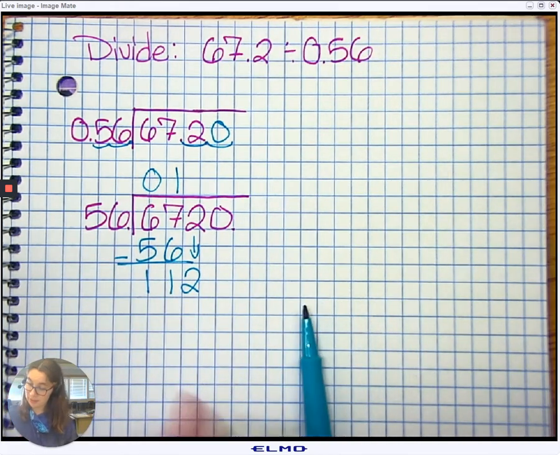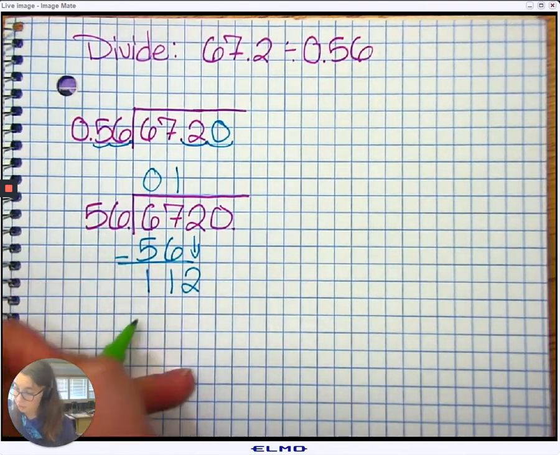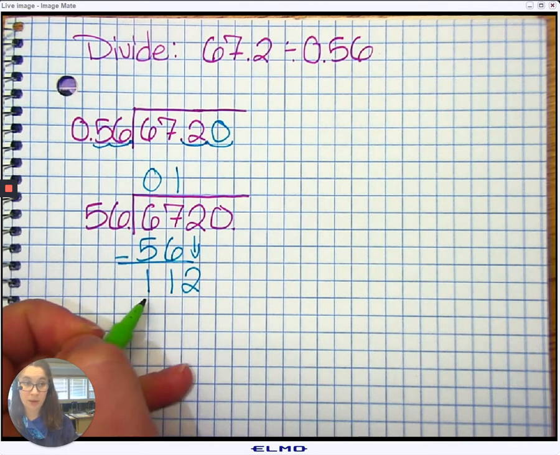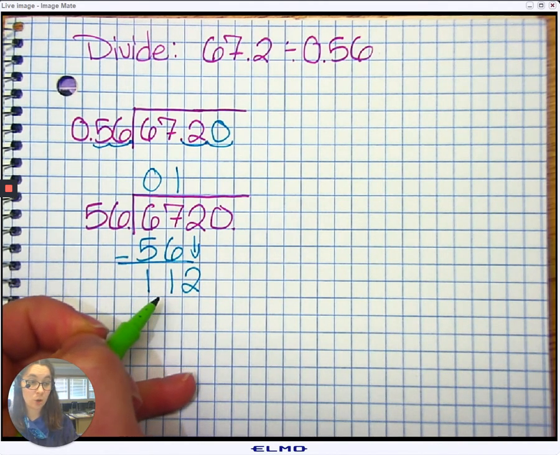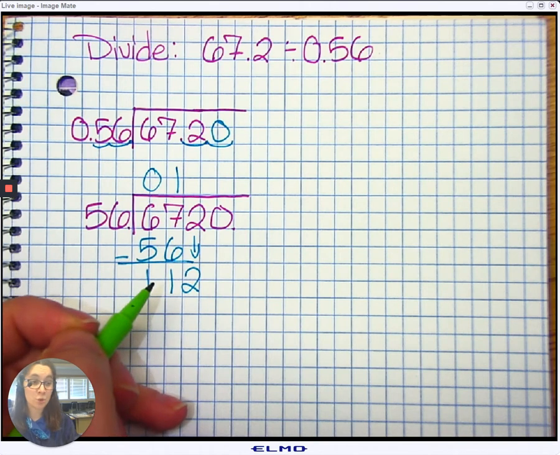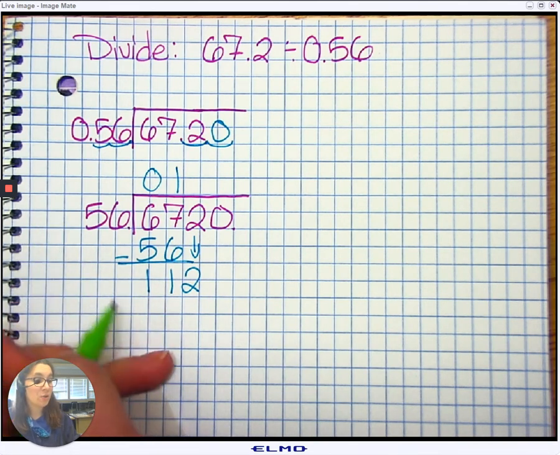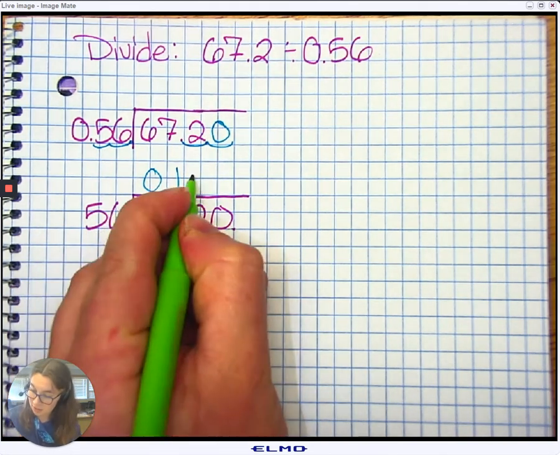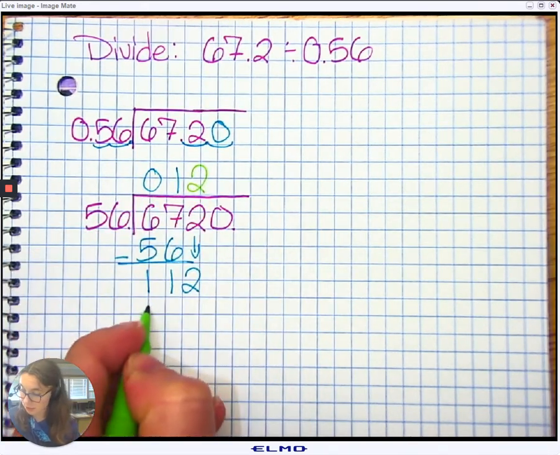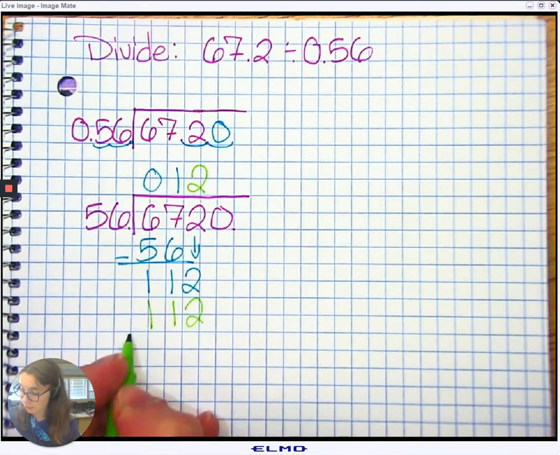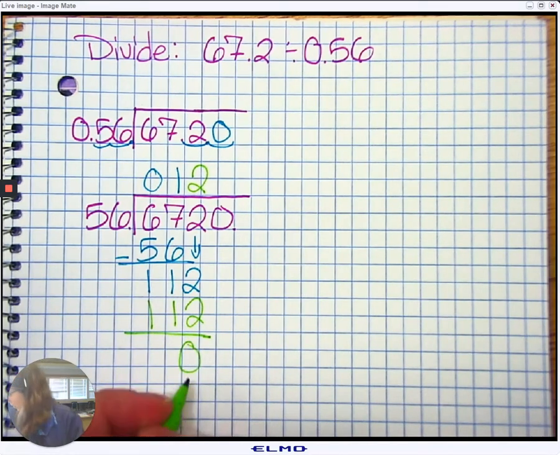Again, back up to the top of my process. 56 into 112. Well, 50 goes into 100 twice. 6 times 2 is 12. Sorry, 6 times 2 is 12, not 60. 56 goes into 112 2 times. 2 times 56 is 112. Subtract.